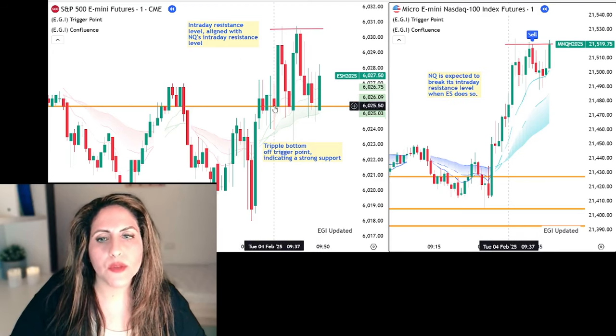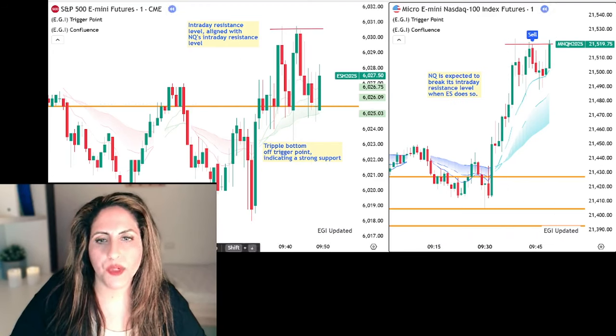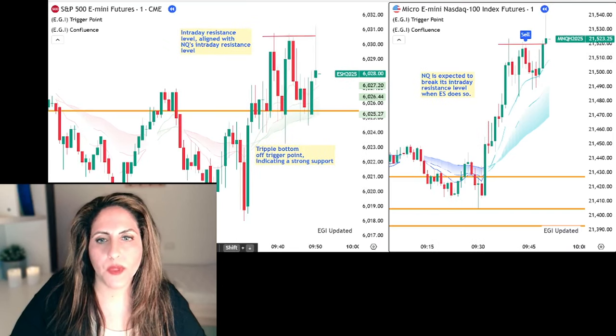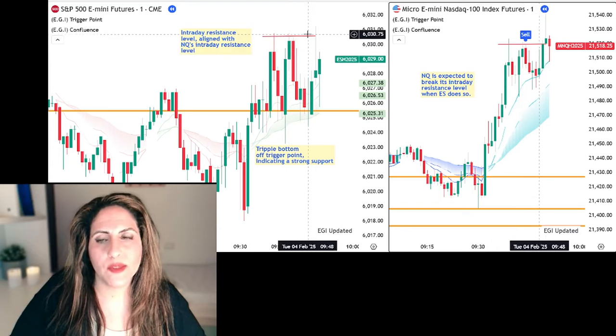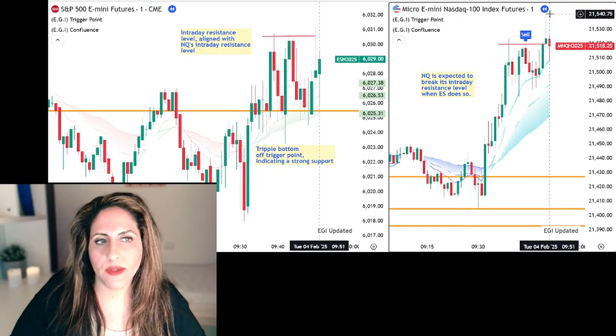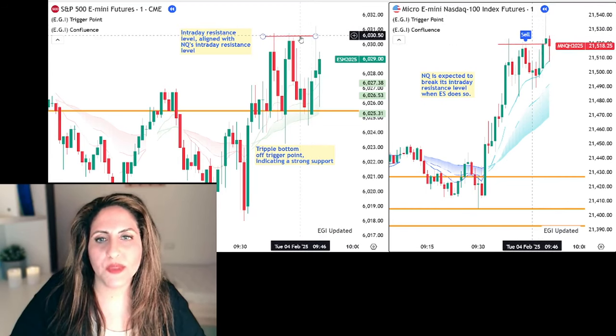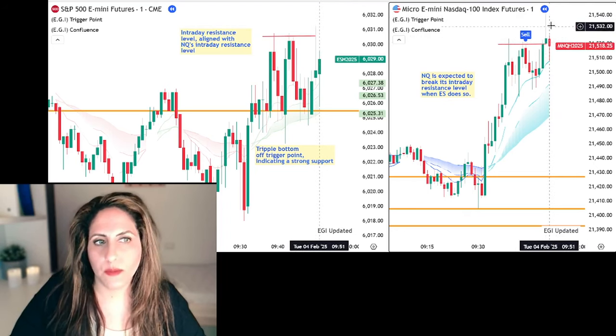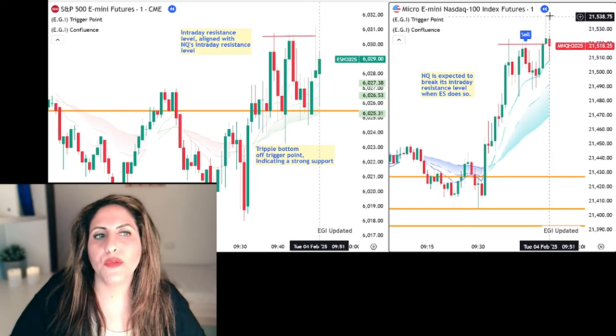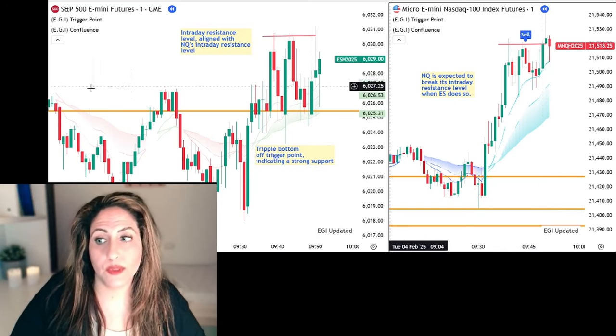Now we can see there's a strong reaction of the trigger point support level. Okay, now look at this, guys. ES respects its intraday resistance level almost to the tick, and NQ tried to break it. And look at the price action here. The sellers are pushing back, and because ES respects its intraday resistance level, this indicates it's more than likely that this is a false breakout that NQ is doing.